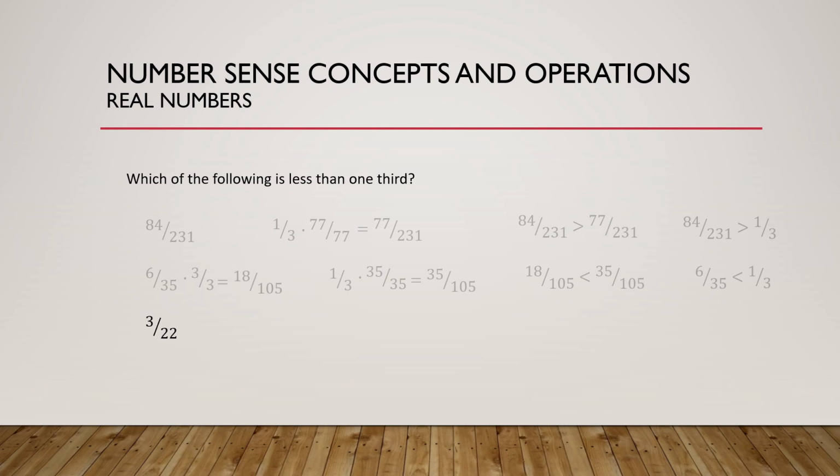Lastly, we take 3 over 22. 3 and 22 have no common factors, so the least common denominator will be 3 times 22, or 66. First, we take 3 over 22 and multiply both the numerator and denominator by 3 to get 9 over 66. Then we take 1/3 and multiply both numerator and denominator by 22 to get 22 over 66. Now it is easy to see that 9 over 66 is less than 22 over 66. Therefore, 3 over 22 is less than 1/3.